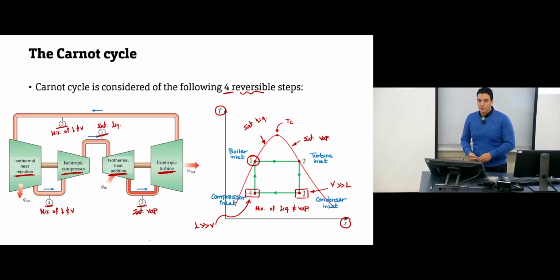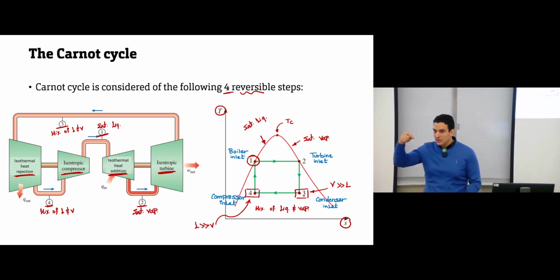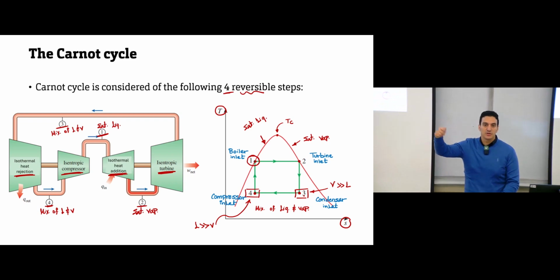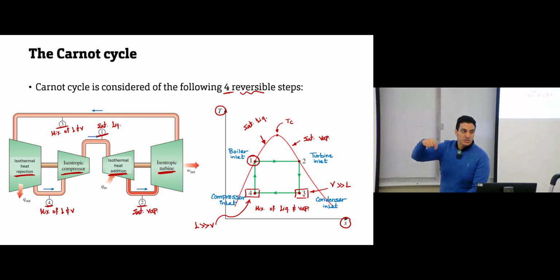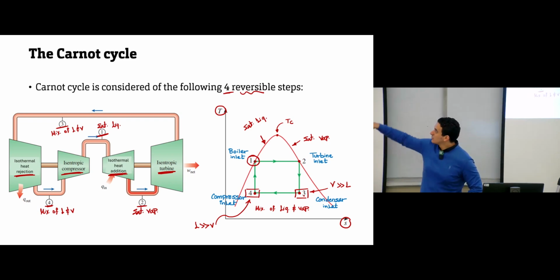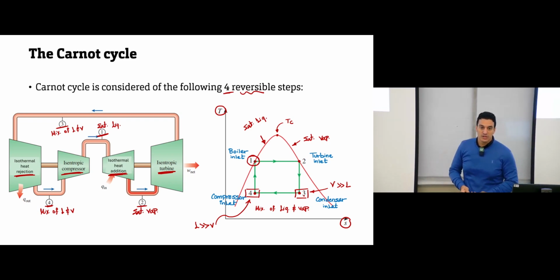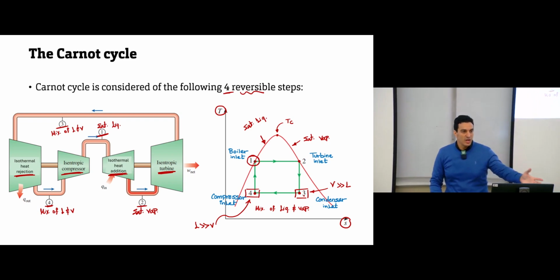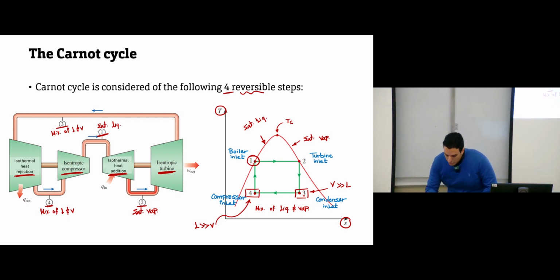In the problem, I tell you the conditions at the compressor inlet, this temperature and this pressure. So we know that the compressor inlet is point number 4. The conditions at the boiler inlet tell us point number 1 is the boiler inlet. Also in the problem, I can give you the conditions at the outlets, the outlet from the compressor, the outlet from the turbine.